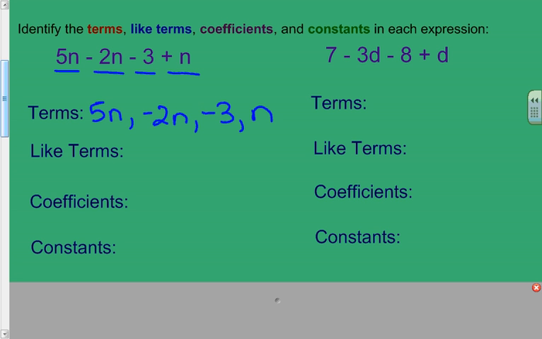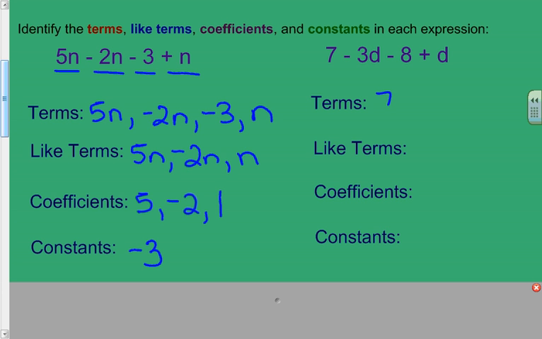The like terms, when we look back at our terms, are going to be all our n's because they're raised to the same power, which is a power of 1. So we have 5n, negative 2n, and n. Next, we have to list the coefficients, the numbers that are right in front of the variables. 5, negative 2, and then 1, because there's a 1 in there. Can't forget that 1. Constants are any numbers that stand alone, and the only one we have is negative 3. And that's all there is to that. It's pretty simple. Let's do it again over here.